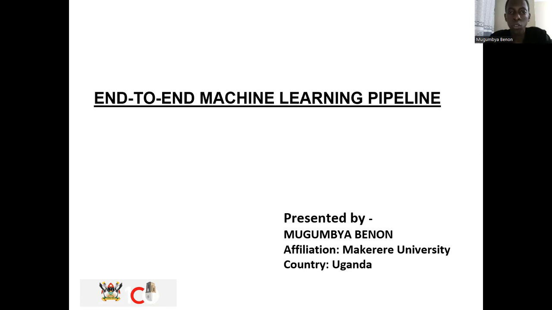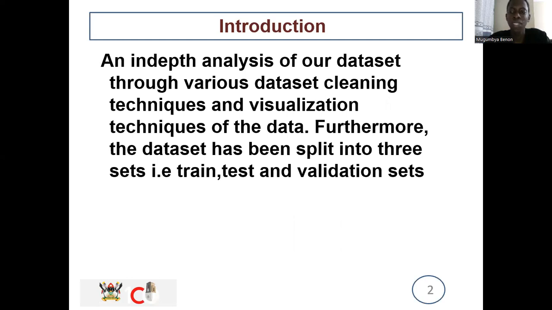And today we are going to continue with our series on our artificial intelligence project. Today we are going to be looking more into cleaning of our data set, the link to which has been put out, and we're going to clean our data. So basically, it's going to be an end-to-end machine learning pipeline. You're going to build a model in the end, but we are also going to be doing more of the cleaning of the data. So an introduction, basically it's going to be an in-depth analysis of our data set through various data set cleaning techniques and visualizing our data.